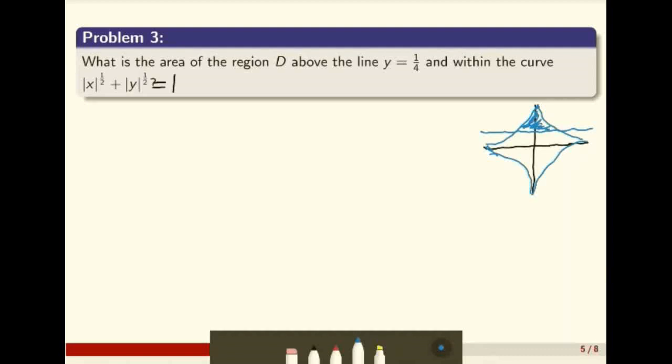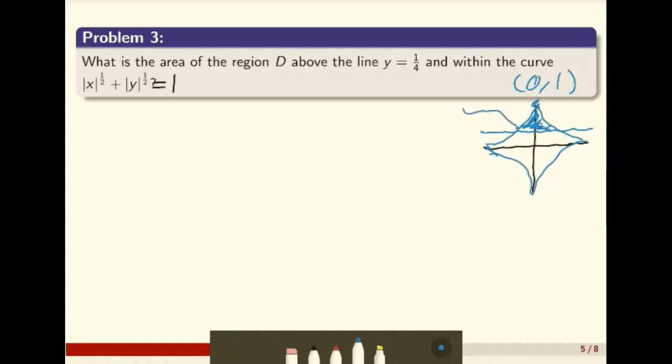If we look at the equation, we can think about what's the largest that we could make y and satisfy this. Because you've got these absolute values going on, we can see that our upper point is going to be (0, 1). The square root of 1 is 1, and so that's going to be our top point.